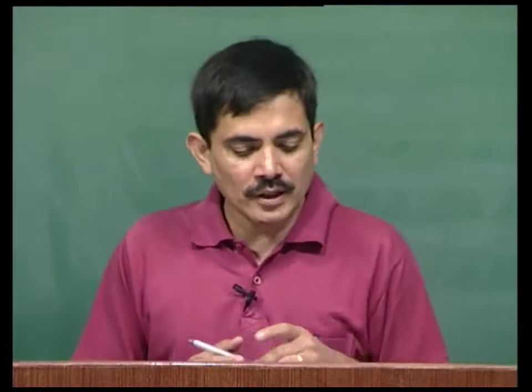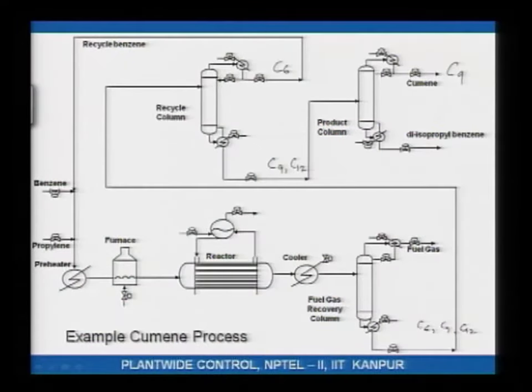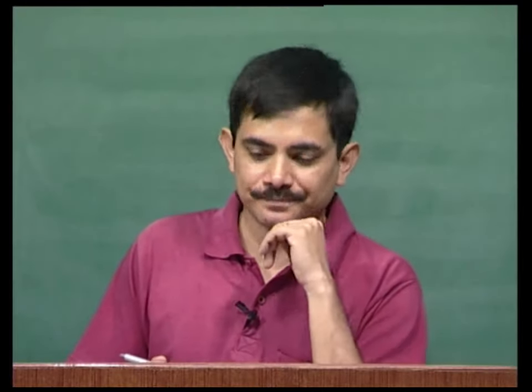For this process, for example, the propylene which is coming from upstream has some impurity in it. It has some N-propane in it, inert propane. The composition of this stream may change because of upstream upsets.